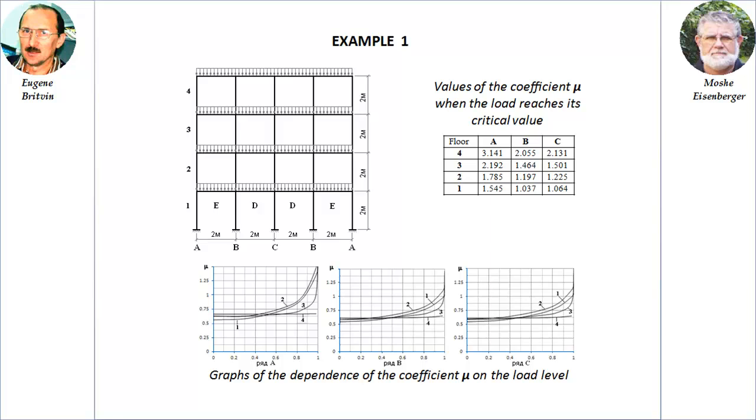The abscissa scale in these graphs represents the load level relative to the critical state. The numbers indicate the floor numbers. The table shows the limiting values of the coefficient mu corresponding to the critical state of the structure. These limiting values correspond precisely to the standard general stability calculation scheme, where, when searching for a critical state, the load increases simultaneously in all system elements proportionally to the same parameter.